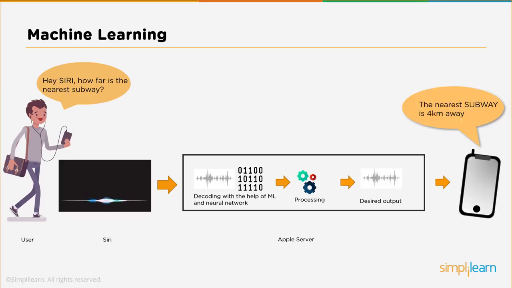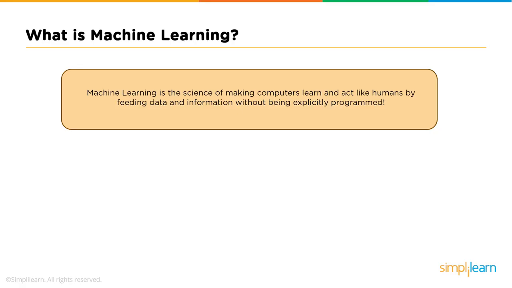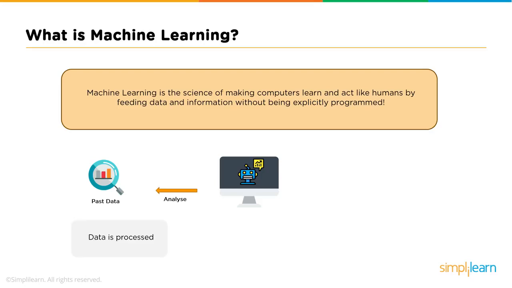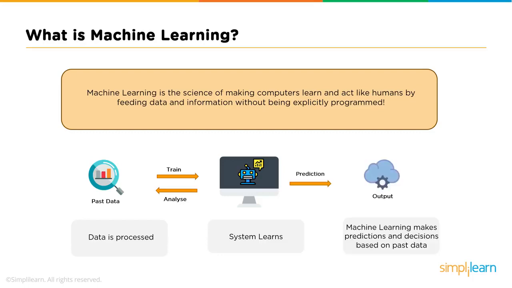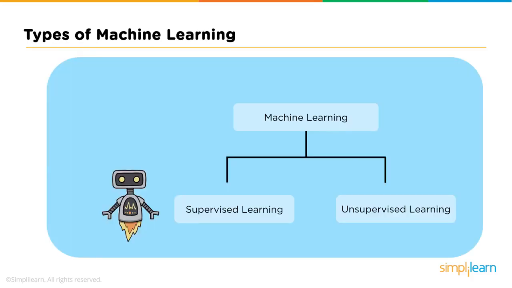Well, this is what machine learning is all about. Making the machines learn and act like humans by feeding them with data and information without being explicitly programmed. As we saw in the previous example, when the data comes in, machines immediately start analyzing the data and eventually get trained on it and learn it. Now, when a new data point comes in, the machine accurately makes predictions and decisions based on the past data.